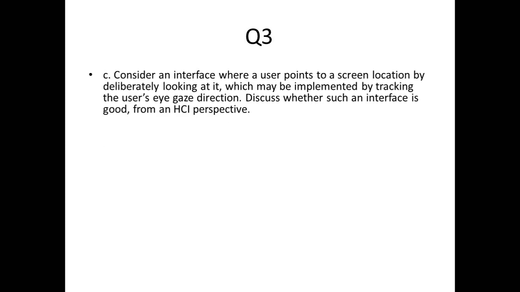Consider an interface where a user points to a screen location by deliberately looking at it, which may be implemented by tracking the user's eye gaze direction. Discuss whether such an interface is good from an HCI perspective.